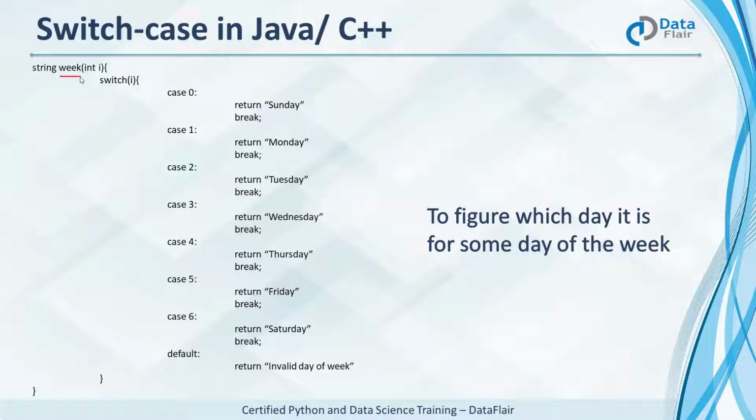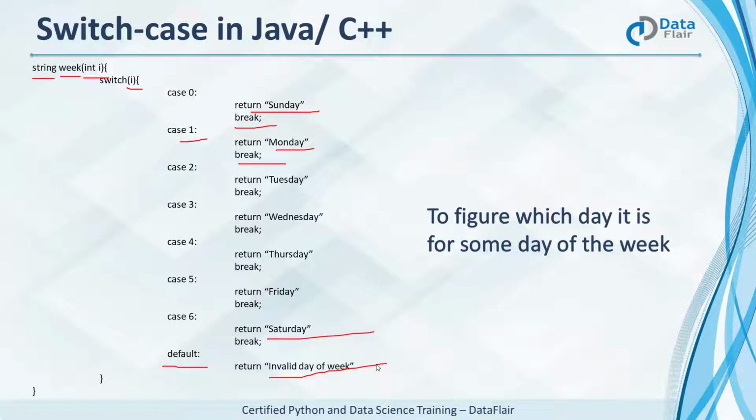This is a function week that takes an integer as an argument and returns a string. This has a switch case that switches on the integer argument. If this is 0, the function returns Sunday and then breaks out of the switch case. It does not check the rest of the cases. If i is 1, the function returns Monday and then breaks out. And so on until case 6 for Saturday. And if the value of i matches none of the values for the available cases, the function returns invalid day of week. This is the default case.